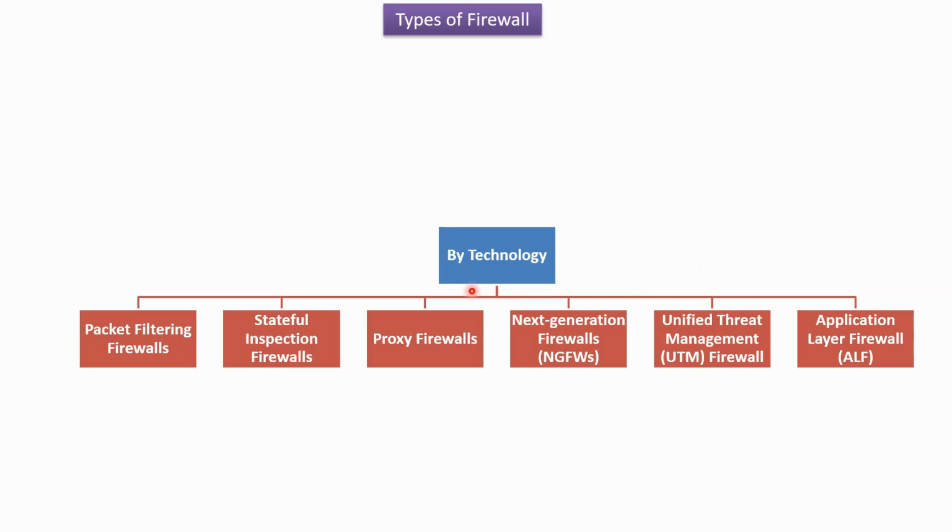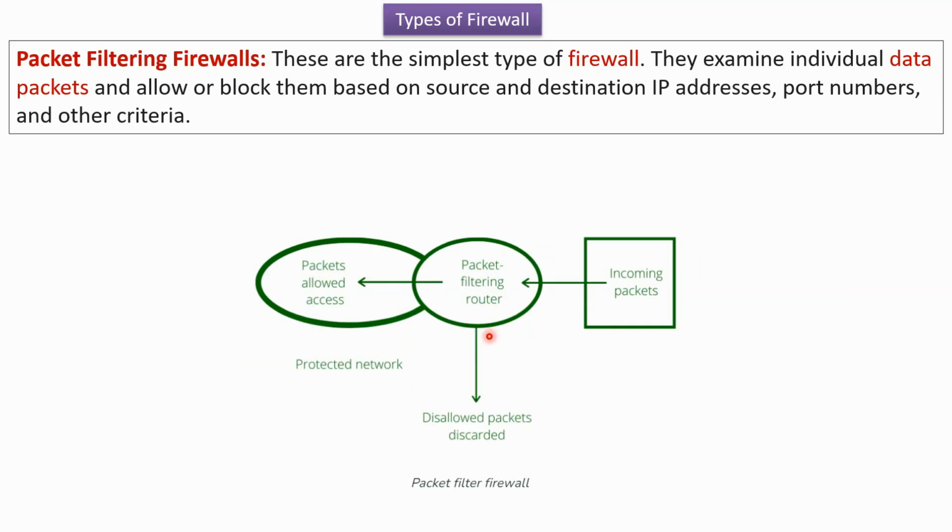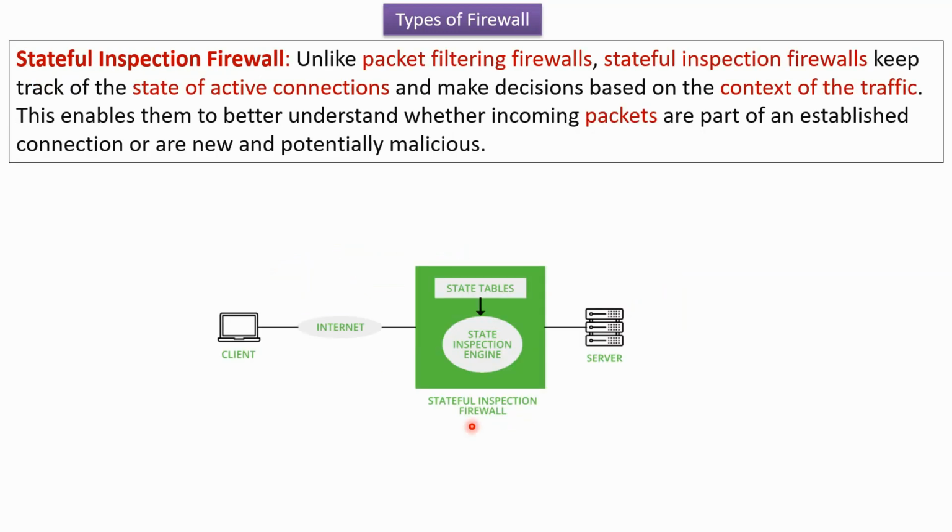By technology, the firewalls are divided into six types of firewalls: packet filtering firewalls, stateful inspection firewalls, proxy firewalls, next generation firewalls, unified threat management firewall, application layer firewall. Here you can see packet filtering firewalls. These are a simple type of firewall. They examine individual data packets and allow or block them based on source or destination IP addresses, port numbers, and other criteria.